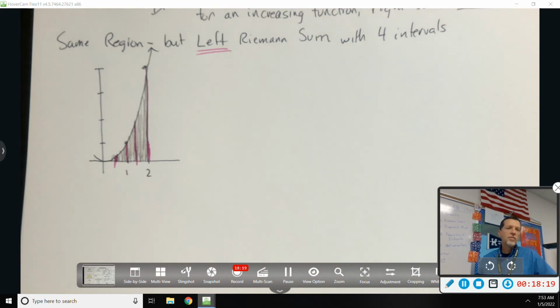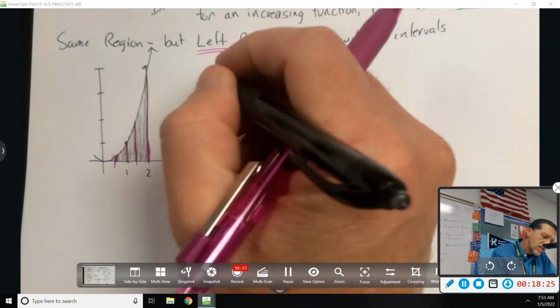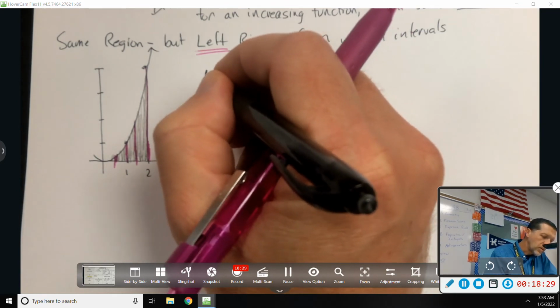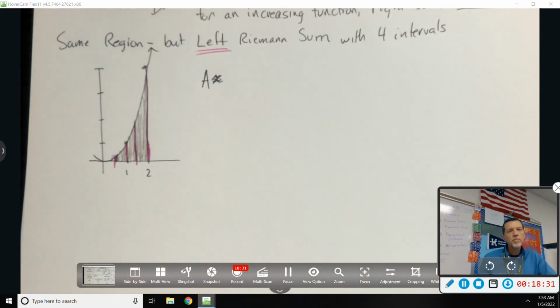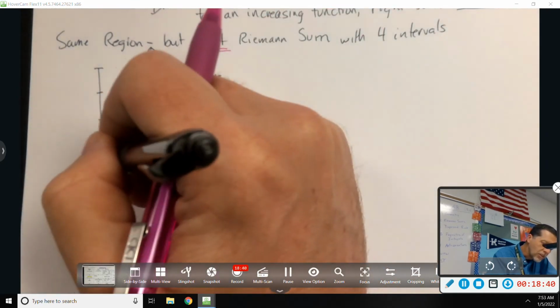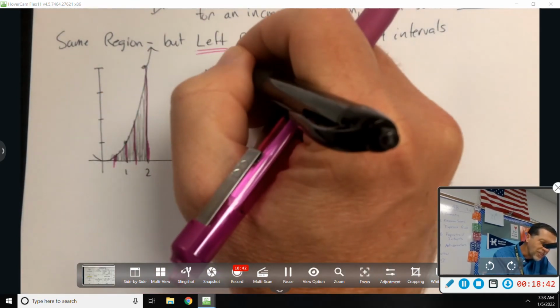So there's my 4 intervals. But now I want to come from the left. Not equals, area approximately equals. Same thing, write out just adding the rectangle. So the first rectangle is kind of tricky on this one.